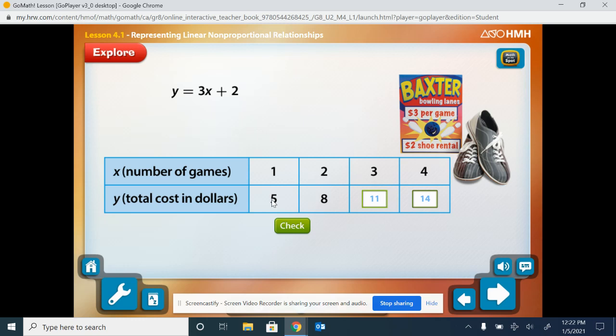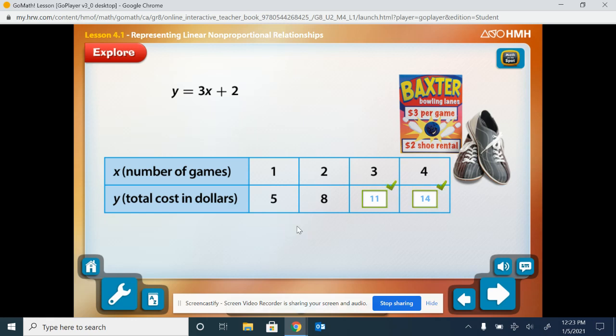And notice, I also see a pattern here. 5 plus 3 is 8. 8 plus 3 is 11. 11 plus 3 is 14. So here, the y is changing by 3s and the x is changing by 1s. Okay, what does that mean? That it's $3 per game. This is the rate. Okay?